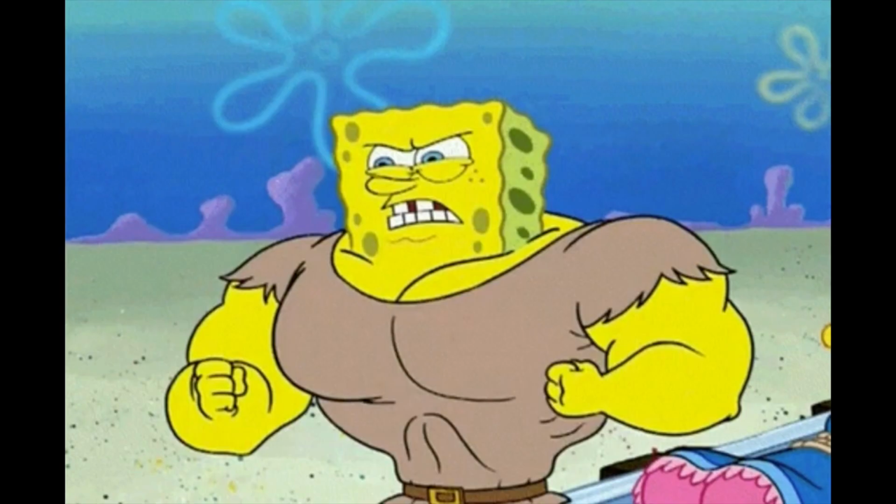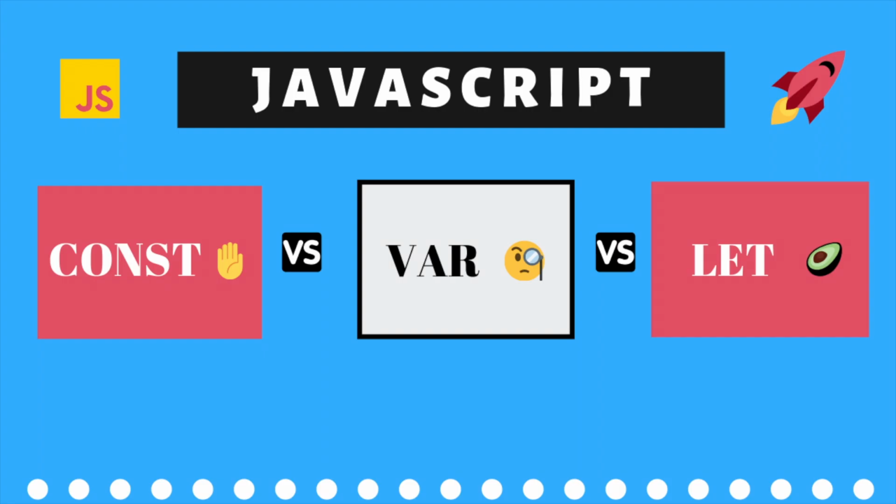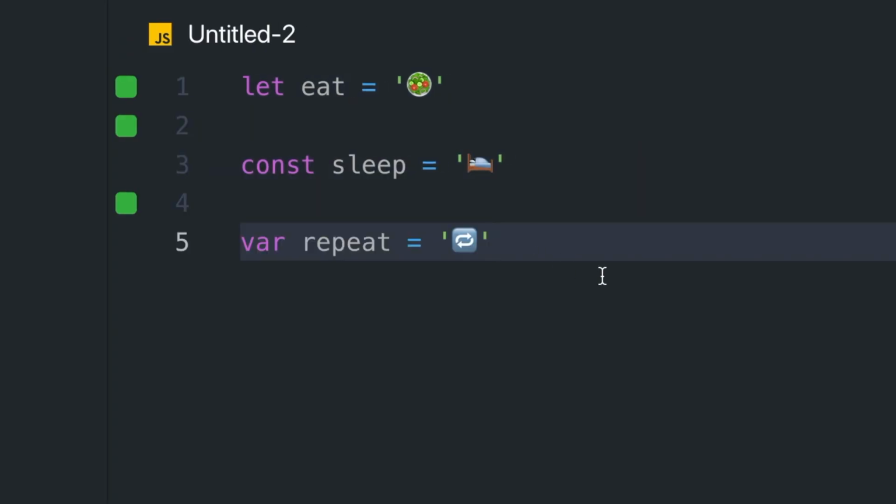JavaScript, even though it's not a strongly typed language, still provides you three different ways to declare a variable. That is const, let and var. And all three of them work pretty differently. In this video we'll discuss all of them. Let's start with the oldest one first, that is var.